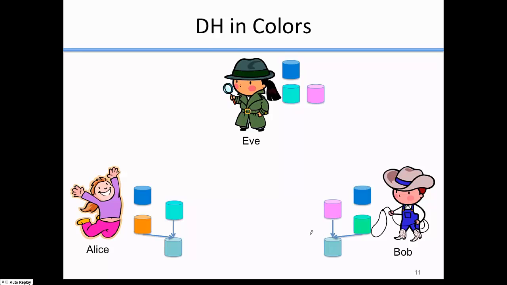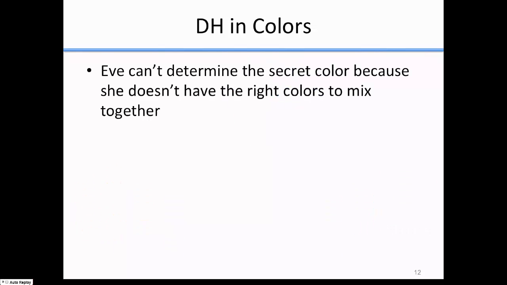But Eve, on the other hand, only has blue and the two mixed colors. She doesn't have either secret color, so she can't produce the final shared color that Alice and Bob agreed on. She simply doesn't have the pieces to do it. So she's confused. She doesn't know what to do. She doesn't know the final secret color that Alice and Bob agreed on, and Diffie-Hellman worked. Okay, so Eve can't determine the secret color because she doesn't have the right colors to mix together. She only has these other mixed colors.